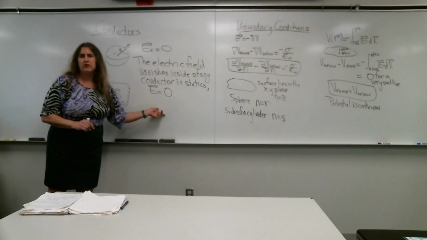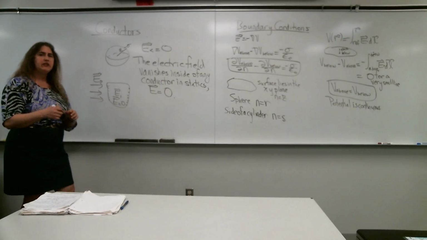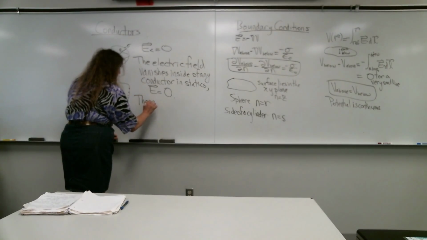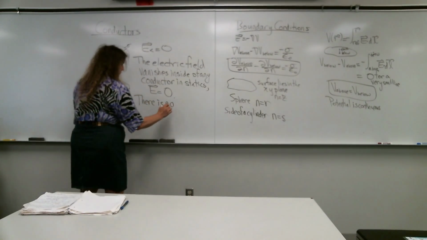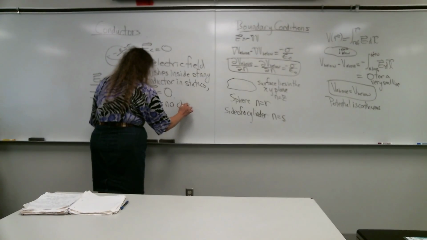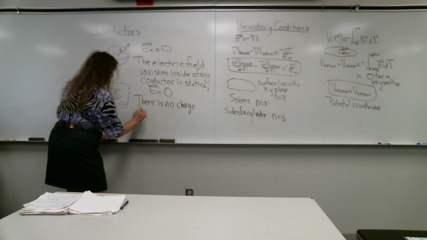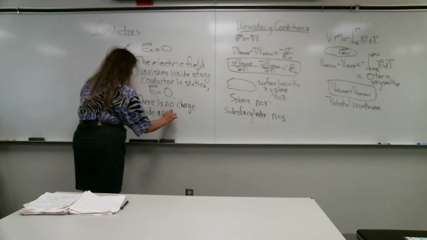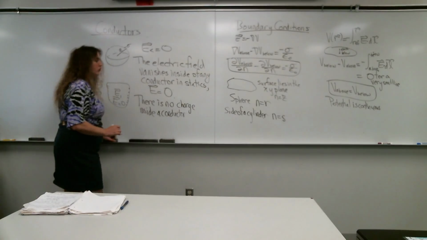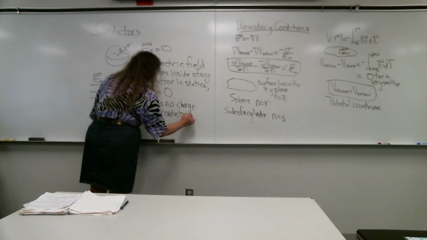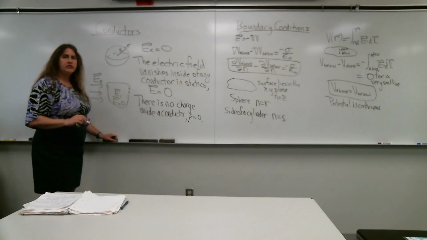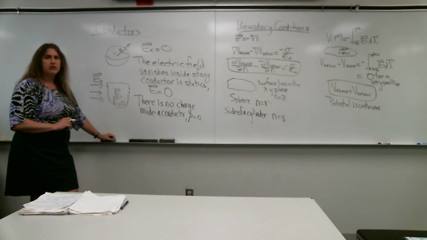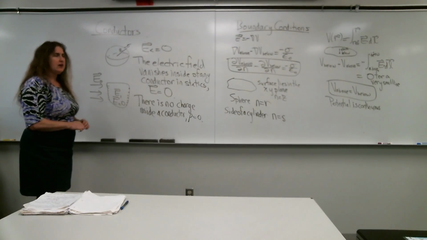As a consequence of this, there can't be any charge on the interior of a conductor. So there's no charge inside a conductor. So in the interior, rho is equal to zero. So where, if you've got excess charge, must it be? It has to be on the surface, because that's the only place it can possibly be.